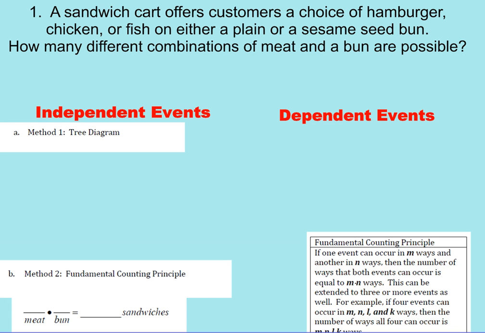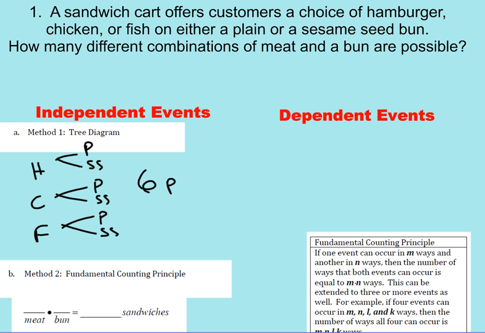A sandwich cart offers customers a choice of hamburger, chicken, or fish in either a plain or sesame seed bun. How many different combinations of meat and a bun are there? So you've got a hamburger, you've got chicken, you've got fish, and for each one you can make either plain or sesame seed. So my total possibilities is 6.